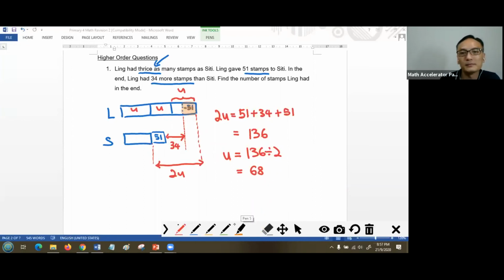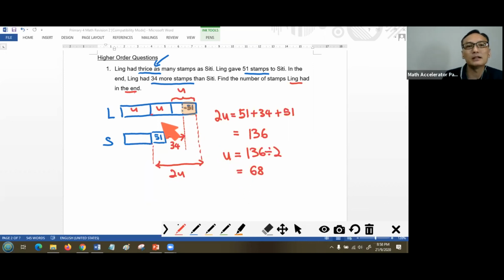So what's the last part? We're supposed to find the number of stamps Ling had in the end. Right? There, 2 units. I just showed you. Then this is 1 unit, this is 1 unit. So these 2 units is the combination of 51. It's a sum of 51, 34, and 51. All right?